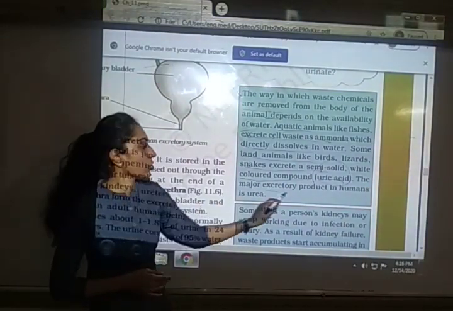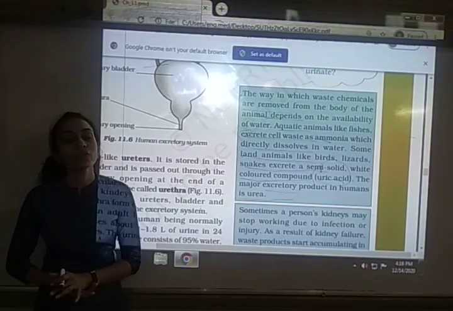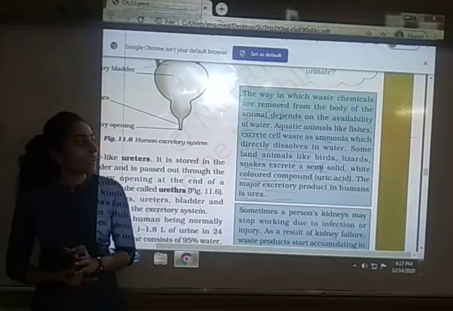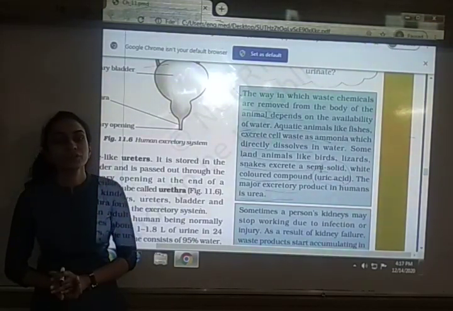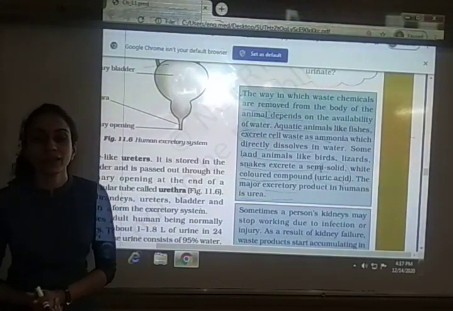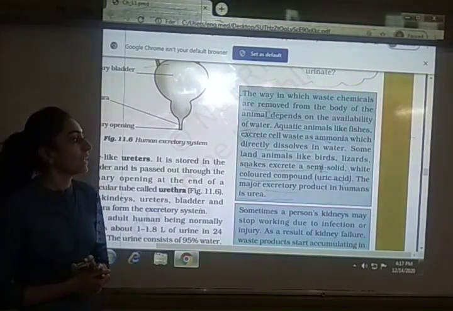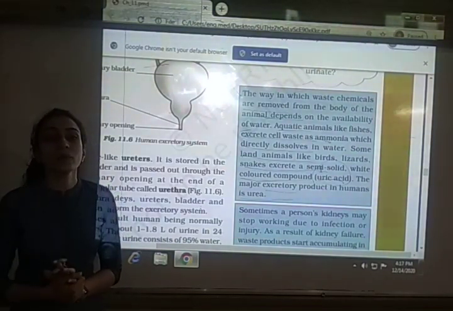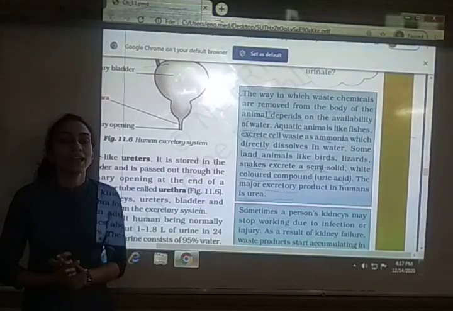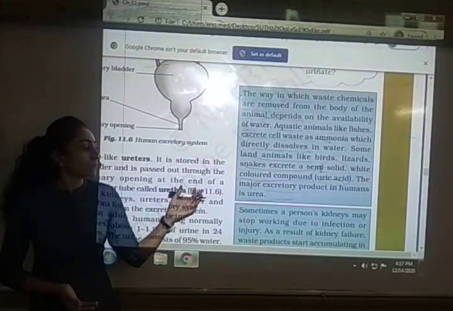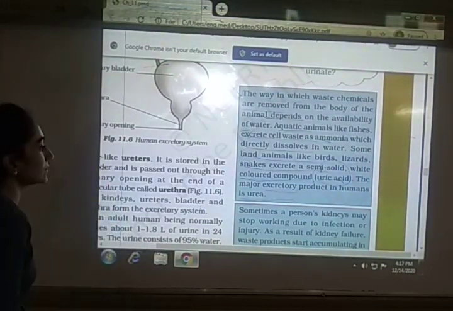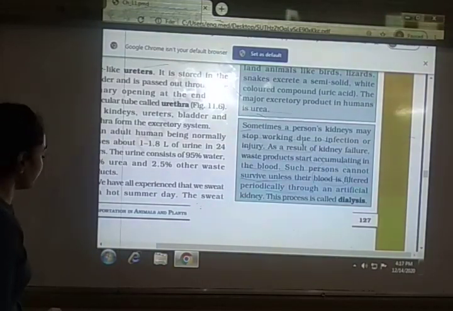And the major excretory product in humans is urea, and we remove the waste from our body in the form of urea. These are the waste products: ammonia, uric acid and urea. Aquatic animals like fishes remove the waste as ammonia. Land animals like snakes, lizards and birds excrete uric acid in semi-solid form, and we humans excrete our waste as urea. So this is how different animals excrete waste products from their body.